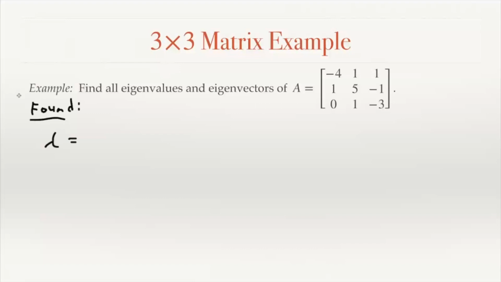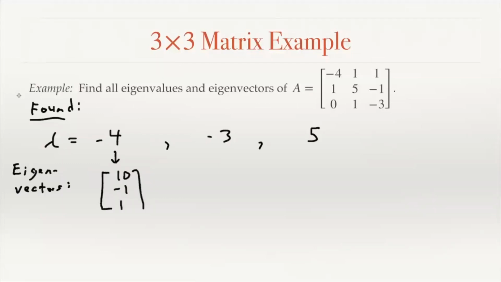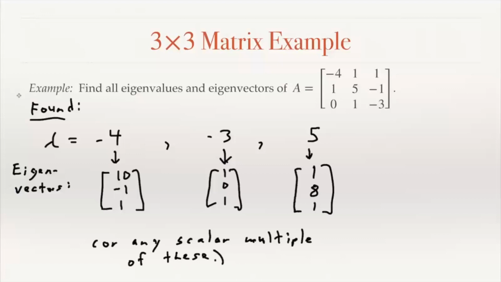So in total, we have found that we have eigenvalues of lambda equals -4, -3, and 5, with corresponding eigenvectors of (10, -1, 1), (1, 0, 1), and (1, 8, 1), or any scalar multiple of these. There are infinitely many eigenvectors for each eigenvalue, but it's kind of an entire direction. So any scalar multiple of this would also work. So -10, 1, -1 also works over here. 3, 0, 3 would also work. You can always scale an eigenvector and get another one.